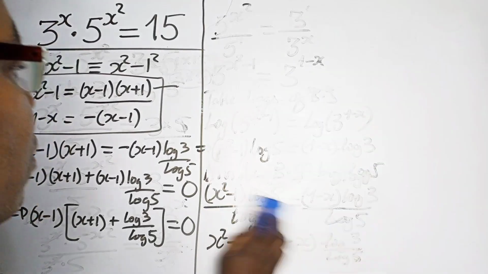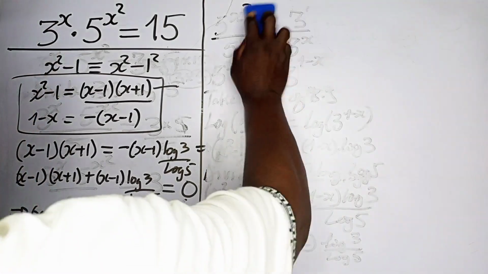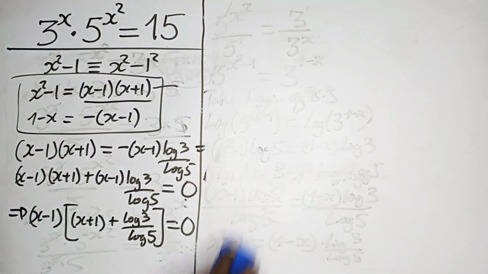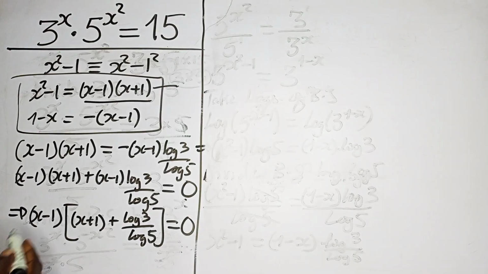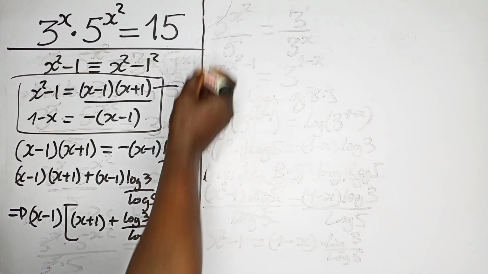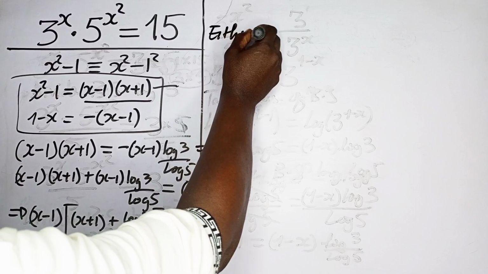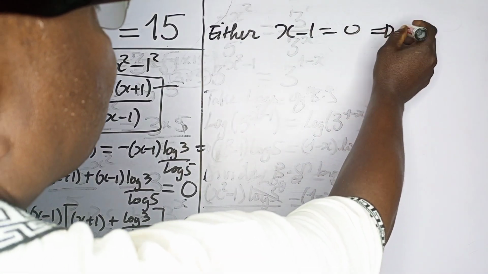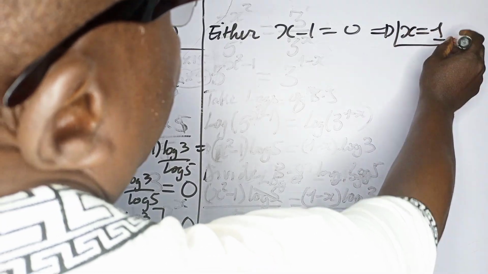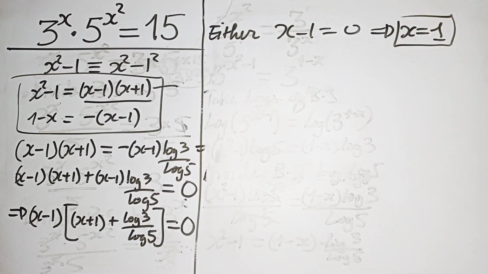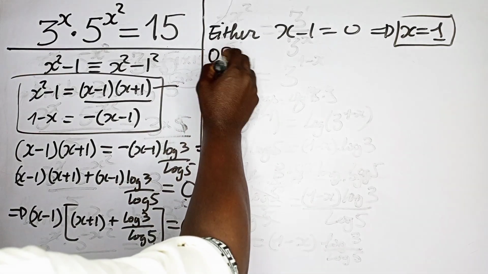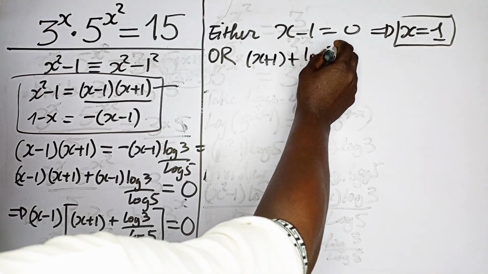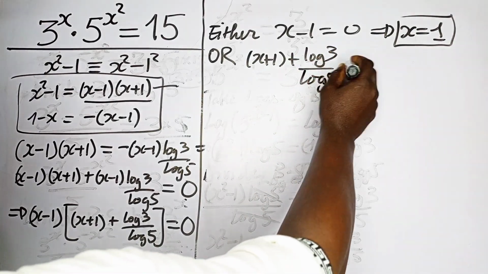Now, what do we see on the left hand side? On the left hand side, we have the product of two expressions giving us 0. We know what that means in mathematics. This expression multiplied to this expression giving us 0. So either the first one is 0, either x minus 1 is 0. If that is the case, it means x is 1. So our first solution is x equals 1. Or the second expression, x plus 1 plus log 3 all over log 5, is 0.